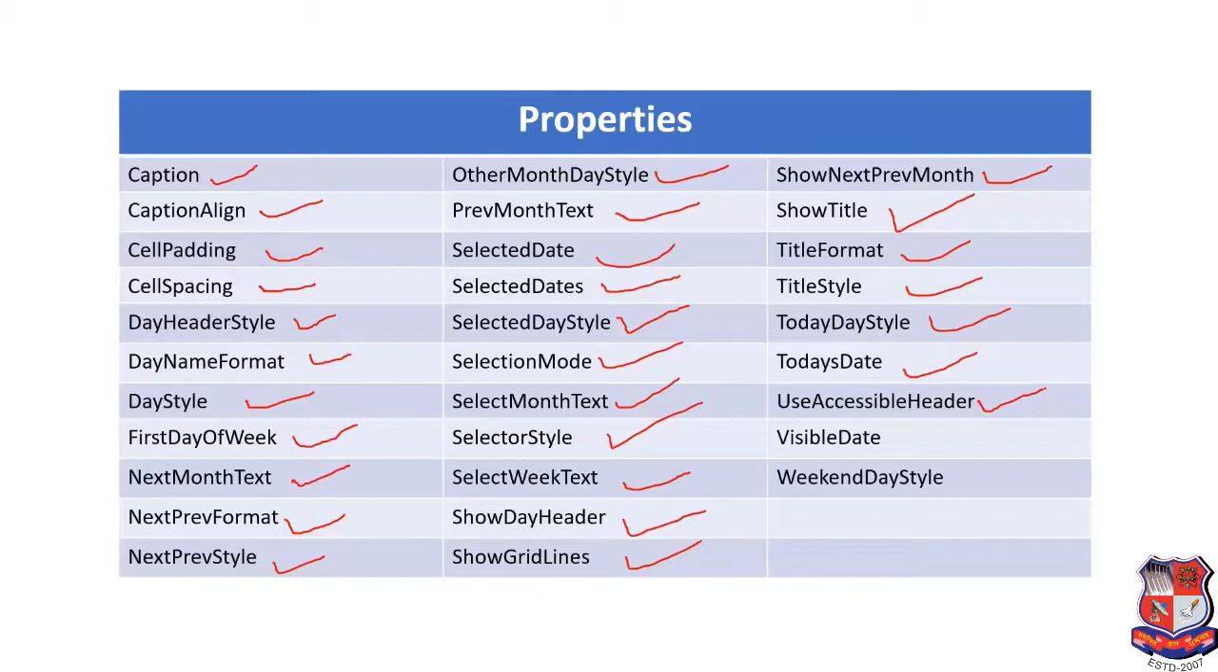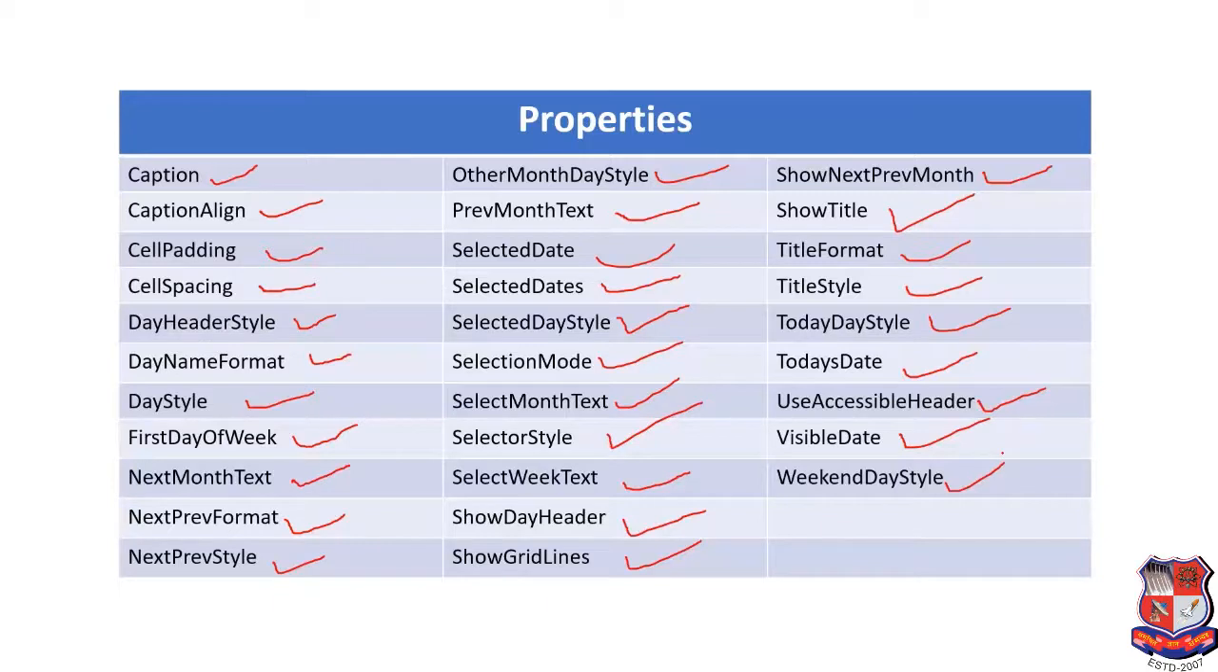Next is use accessible header. It is used to obtain or set a value that indicates whether to render the table header, th, HTML element for the day header instead of the table data, td, HTML element. Next is visible date. It is used to obtain or set the date that specifies the month to display on the calendar control. And the last one is weekend day style. It is used to obtain the style property for the weekend days on the calendar control.